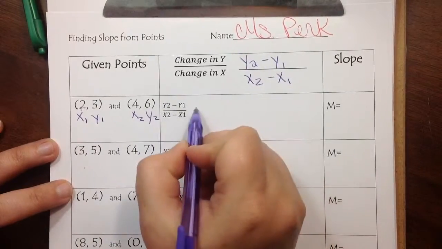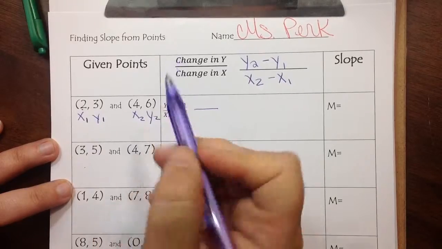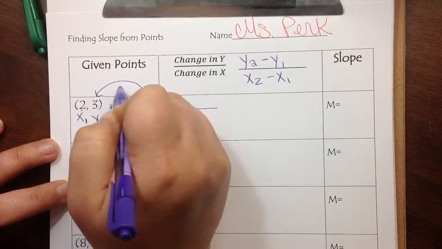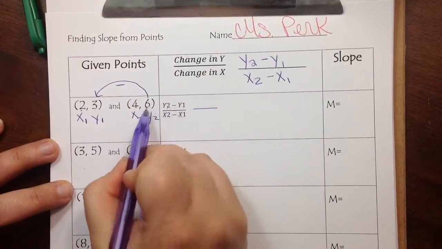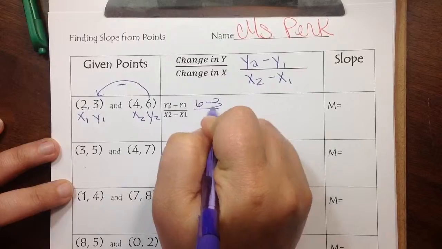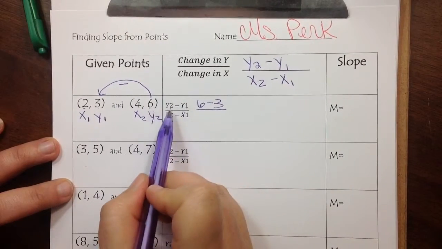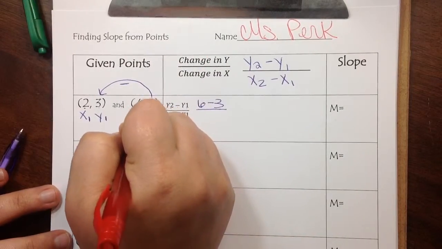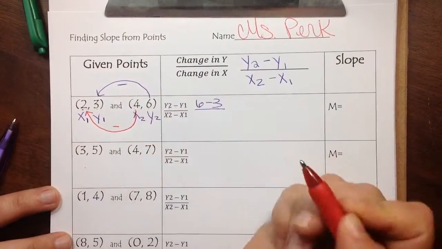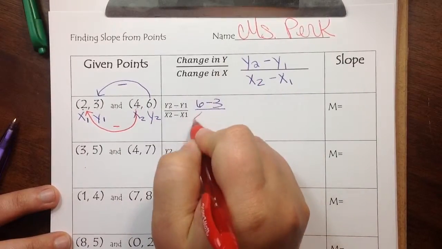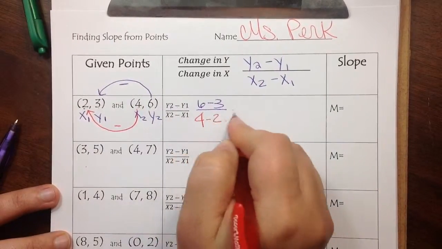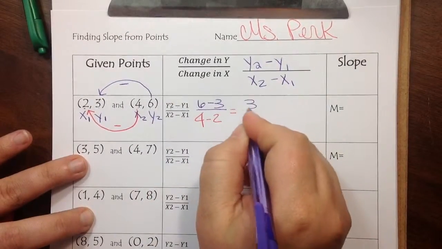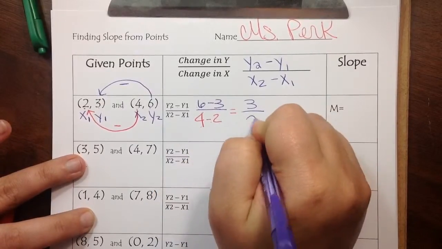So according to the formula, y2 goes first, and it's going to subtract y1. So y2 minus y1, so I would write 6 minus 3. Then it says x2 minus x1. So x2 minus x1. Therefore x2 is 4, x1 is 2, and then I'm going to subtract. So that's easy enough. 6 minus 3 is 3. 4 minus 2 is 2.